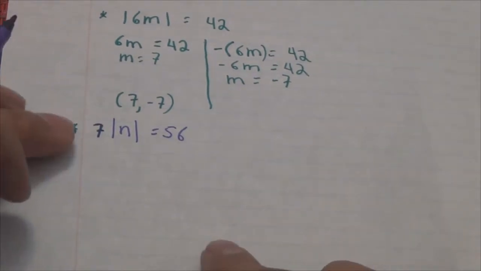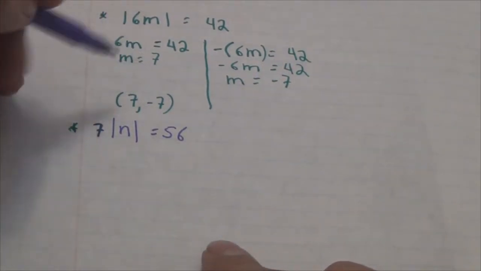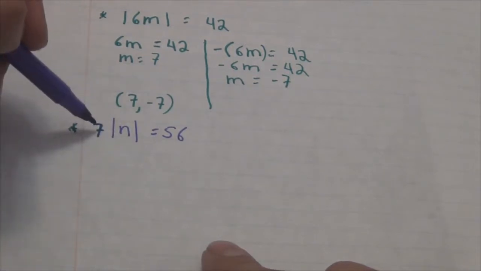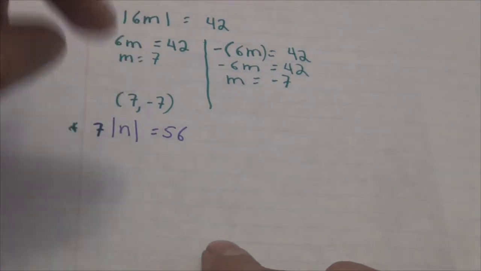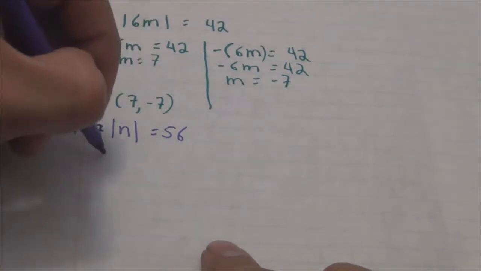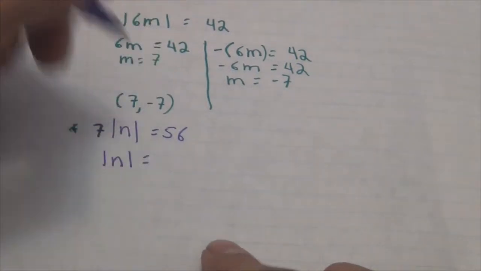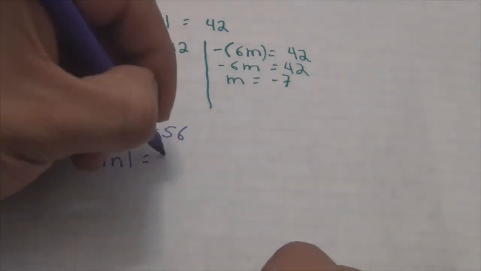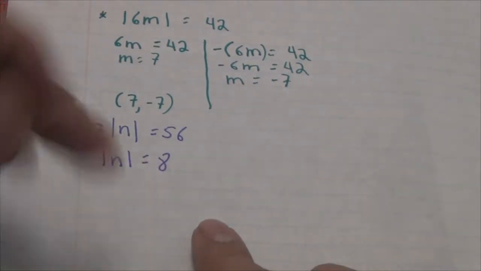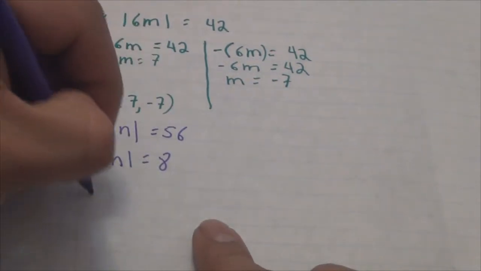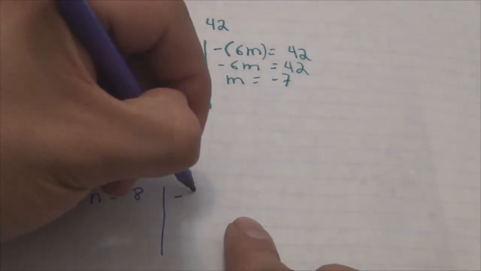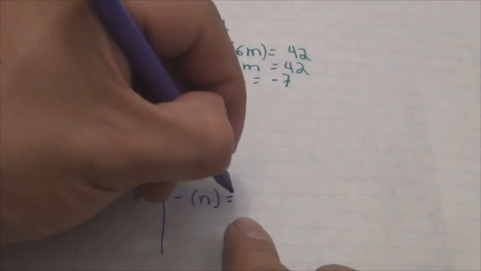Well, before you create the two scenarios, notice that you have something outside the absolute value. So you need to get rid of that. You need to have the absolute value expression by itself. So we're going to divide by 7. When I divide by 7, I get absolute value of n equaling 8. 56 divided by 7 is 8. Now the absolute value is by itself. Now we create two scenarios: one where we just write our regular expression, and the other one where we write the negative of our expression.